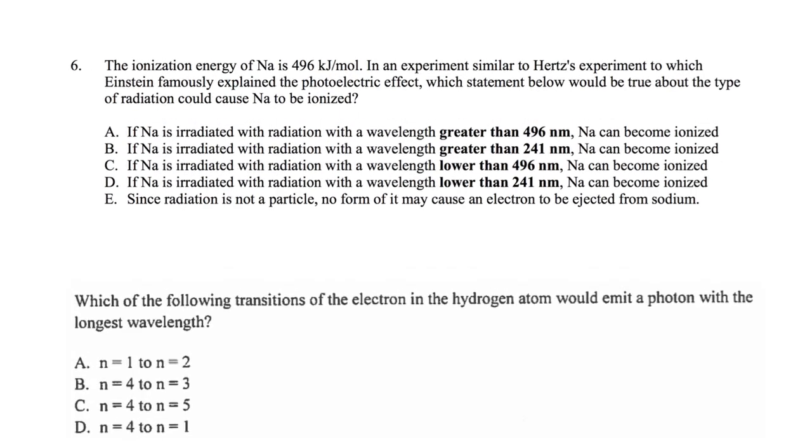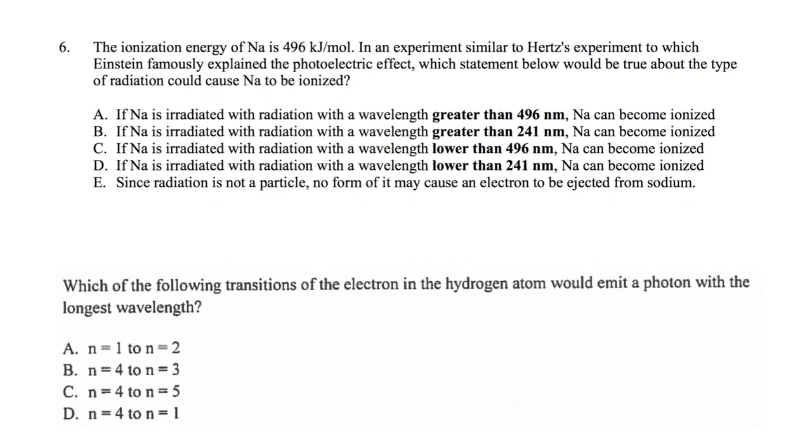Let's move on to a question like number 6. So the ionization energy of sodium is 496 kJ per mole. I don't know if I ever mentioned this name, but Hertz did the experiment that actually discovered that if you shine light on metal, it can eject electrons. And we were talking about this, that the light just had to be of great enough frequency. It had to be of great enough energy, and it had to be of a certain wavelength or lower. So the light had to be of a certain frequency or greater, a certain wavelength or lower.